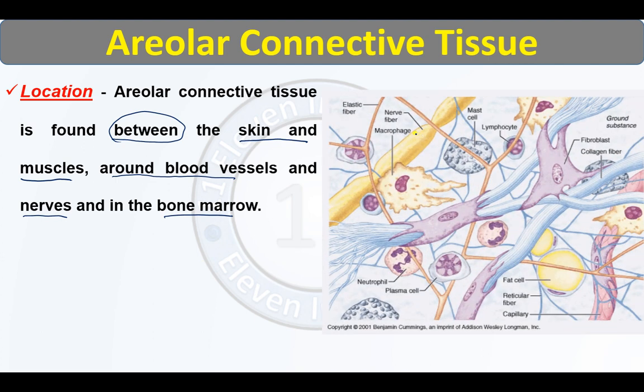This is the image of an areolar connective tissue. It has a wide variety of cells. See, there are mast cells, lymphocytes, plasma cells, neutrophils. Many types of cells are present over here in a matrix, which is also known as the ground substance. Fine.